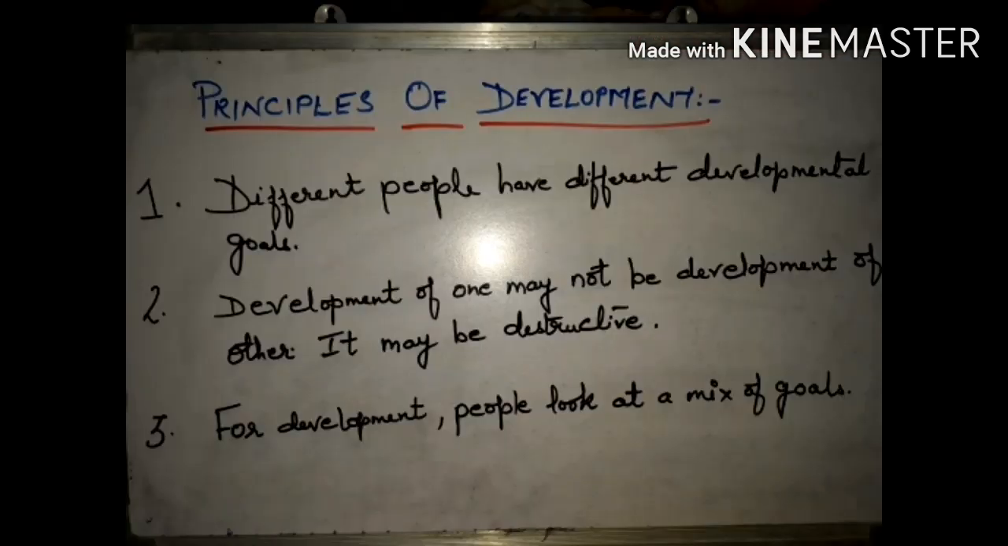The first important topic of this chapter talks about the principles of development. According to it, there are three principles of development. The first principle says different people have different developmental goals. The second principle says that development of one may not be development of other. In fact, it may be destructive.